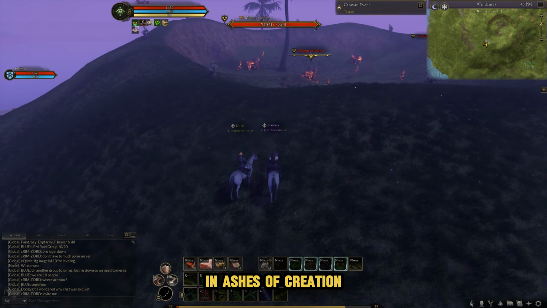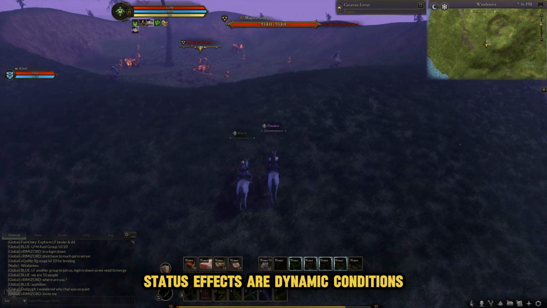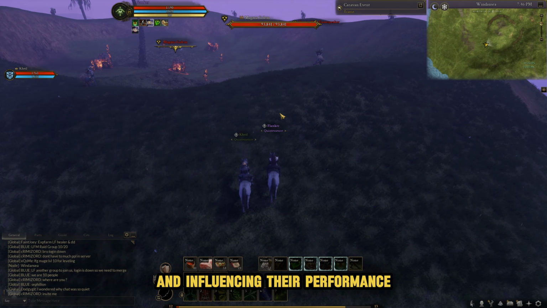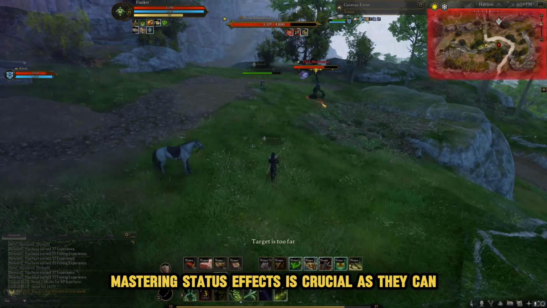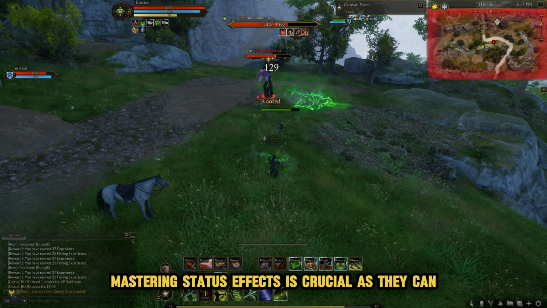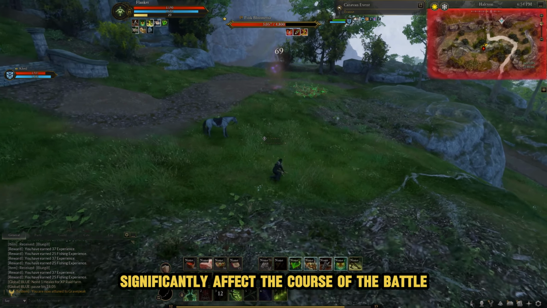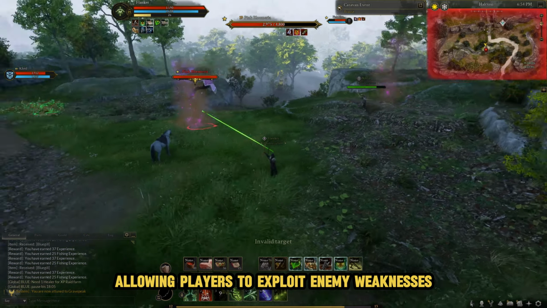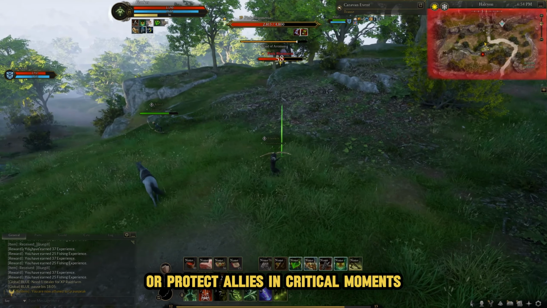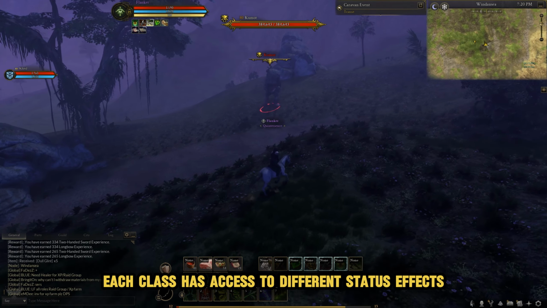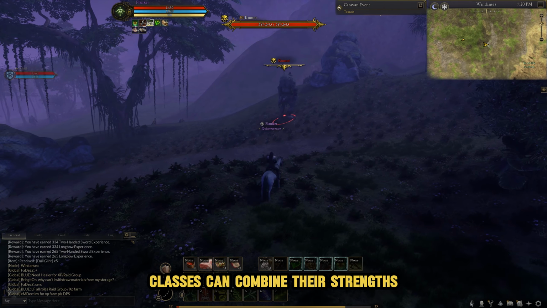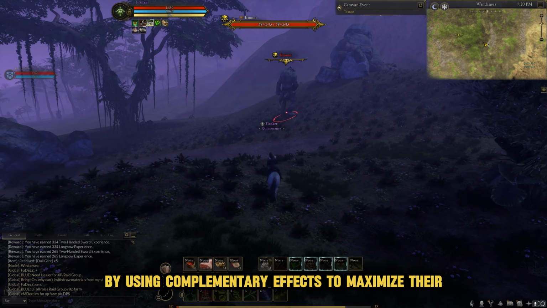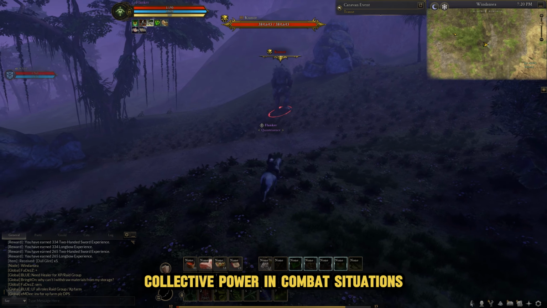In Ashes of Creation, status effects are dynamic conditions affecting players and mobs and influencing their performance, damage output, mobility, and many other stats. Mastering status effects is crucial as they can significantly affect the course of the battle, allowing players to exploit enemy weaknesses or protect allies in critical moments. Each class has access to different status effects, which means that in a group setting, classes can combine their strengths by using complementary effects to maximize their collective power in combat situations.